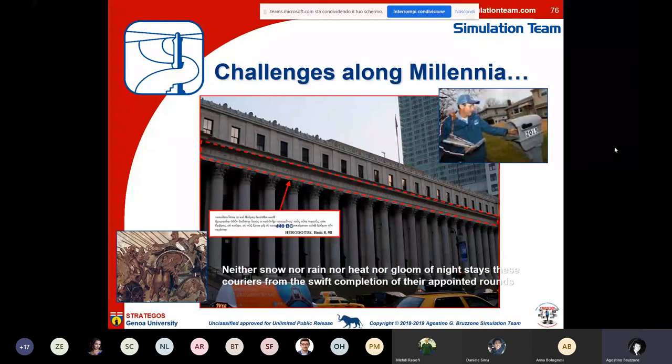I don't know if you recognize this building, but if you have been often in New York City as myself, this is the headquarters, the post office of New York City in Madison Square, okay? And this office is open 24 hours a day, 365 days a year. At least it was when I was often there. On the front of this building, there is a motto. It was supposed to be the motto of the US Postal Service, but in reality it's not the motto. But it says, "Neither snow, nor rain, nor heat, nor gloom of night, stays these couriers from the swift completion of their appointed rounds."